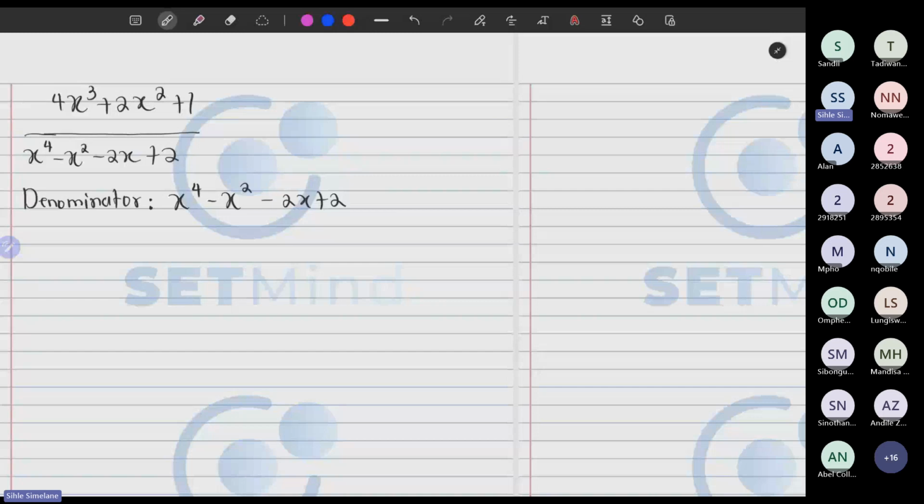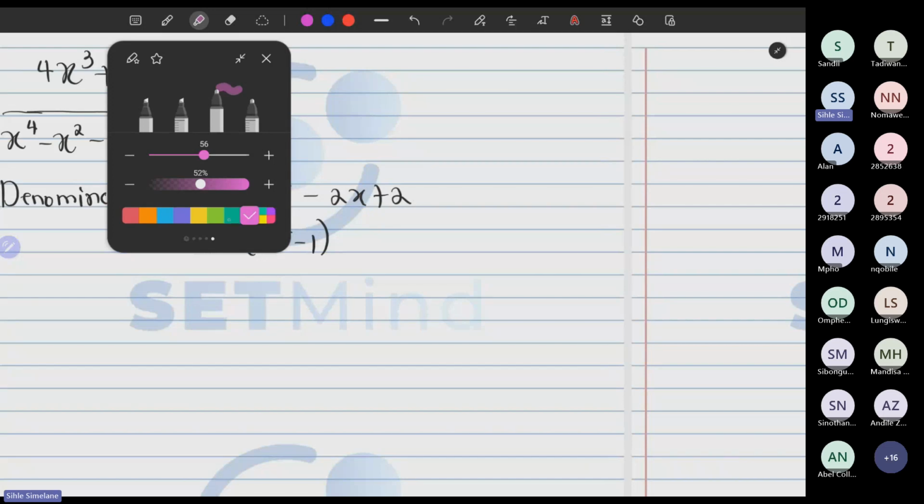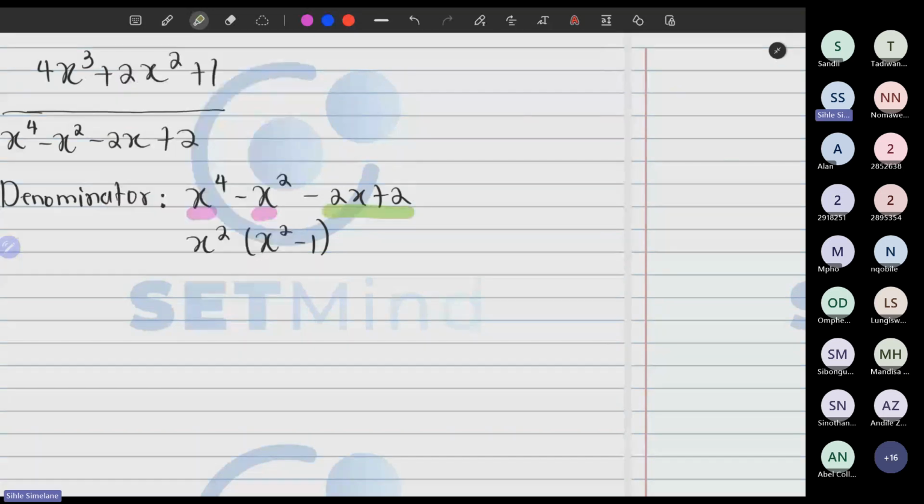This looks like something which we could do back in grade 8. We have a common factor here, which is x squared. Then I'm left with x squared minus 1, isn't it? Then when I look at these two here, they have a common factor, which is minus 2. Pull out that minus 2 there, you will see that you will get x minus 1. Okay.